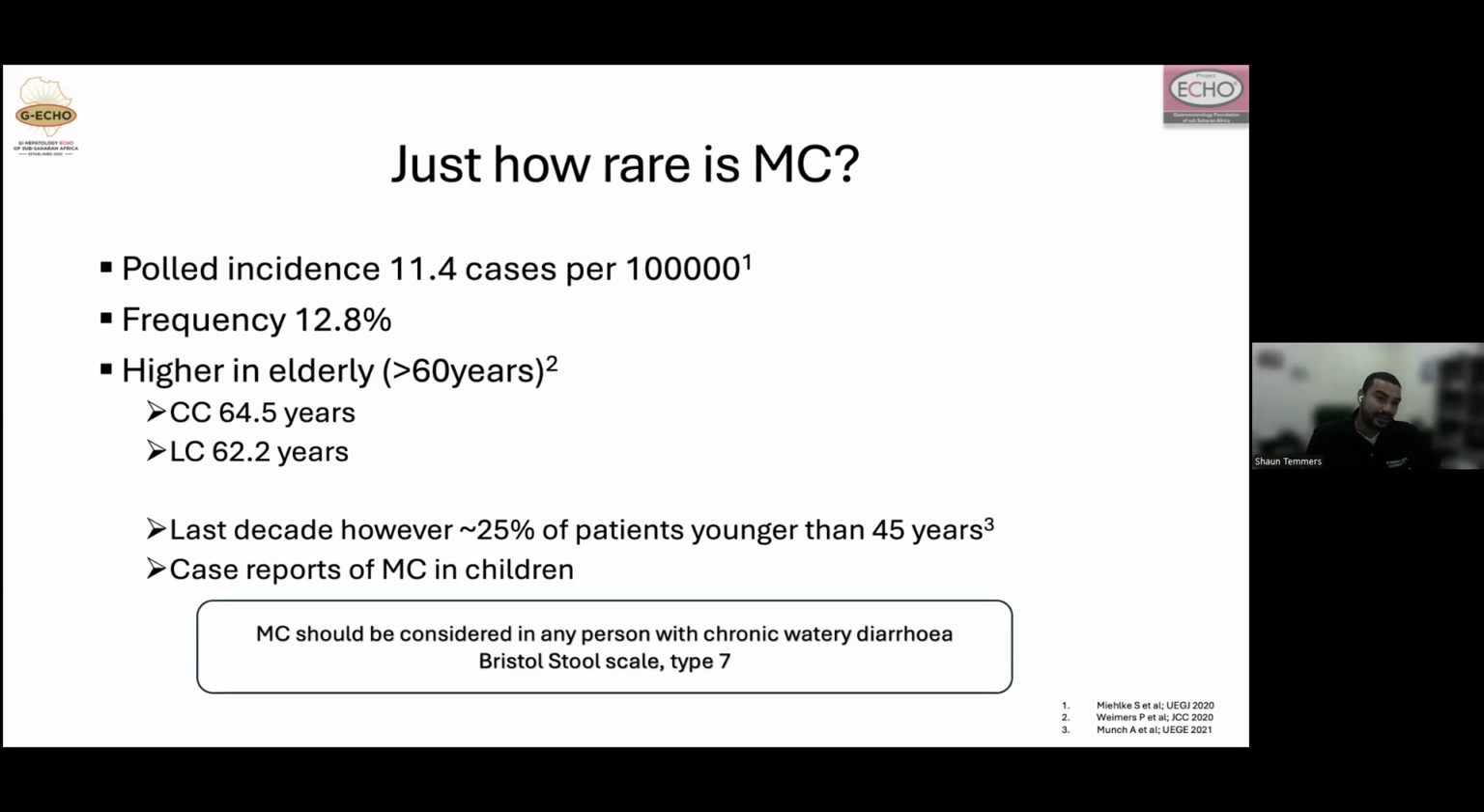However, in the last decade, about 1 in 4 patients that have been diagnosed with this disease have been younger than 45 years. And in the last 5 years, there have been more case reports of microscopic colitis occurring in a children and pediatric population. So microscopic colitis should always be considered in any individual with chronic watery diarrhea, specifically if they have the Bristol 7 type stool on the Bristol stool scale.